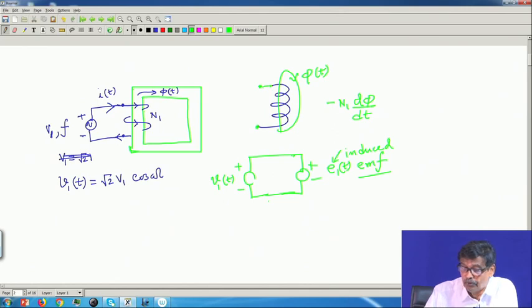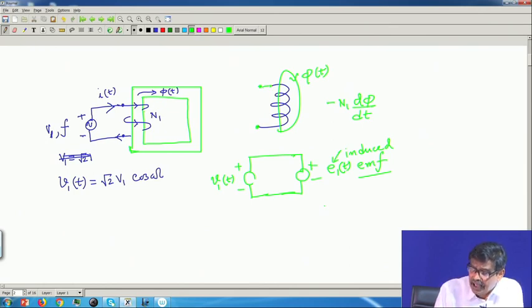Only thing about the polarity, its polarity will be such that it will try to oppose the very cause, that is the flux. What was the reason for flux existing and increasing? This current, it was increasing in the positive direction. So, it will try to limit, reduce that value of the current. That was the reason.